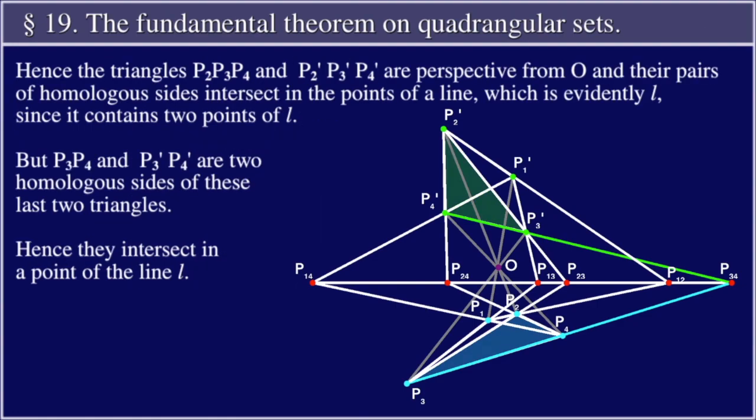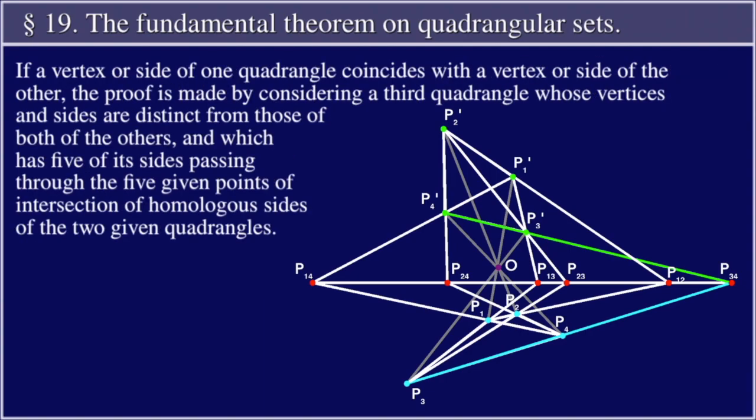Hence the triangles P2P3P4 and P2'P3'P4' are perspective from O, and their pairs of homologous sides intersect in points of a line, which is evidently L, since it contains 2 points of L. But P3P4 and P3'P4' are 2 homologous sides of these last 2 triangles. Hence they intersect in a point of the line L.